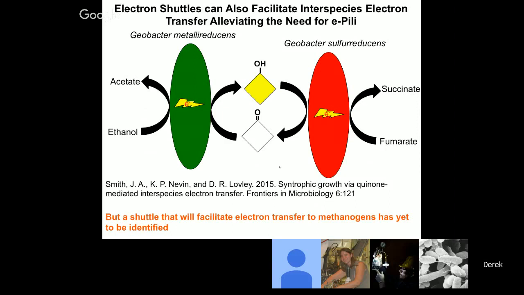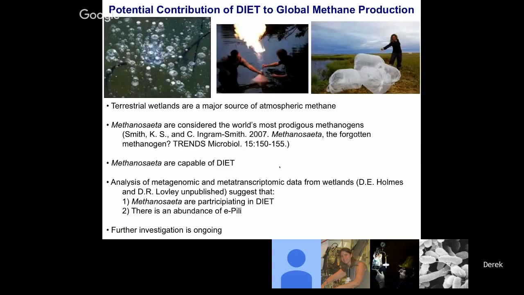Now, another mechanism for promoting interspecies electron transfer are soluble electron shuttles. This was documented by Jessica Smith, who was a PhD student in my laboratory. But it's important to recognize that so far electron shuttles only seem to work with, don't work with methanogenic communities. And I think the reason for this is that the potential of these, at least the shuttles that have been investigated, is not low enough to drive methanogenesis. So that's something that may need some further investigation.